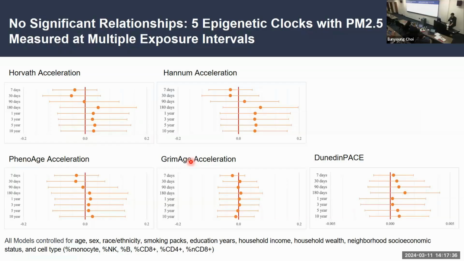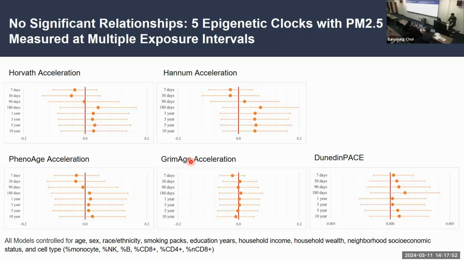We also use several versions of dichotomous PM2.5 measures. We dichotomized PM2.5 based on the EPA high-risk cutoff, the top tertile, the top quartile, and top quintile within.